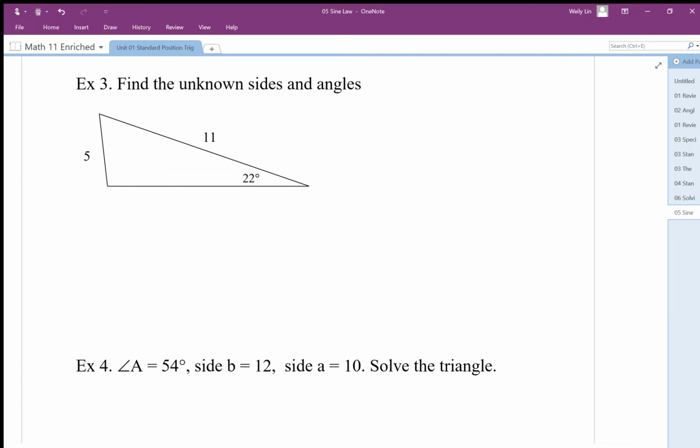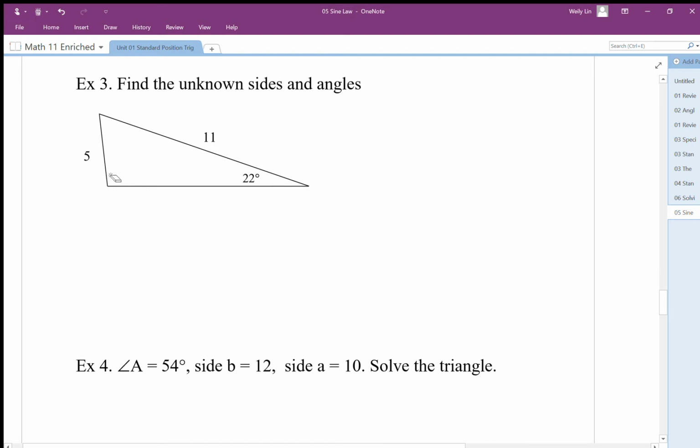So here's another issue where we have angle, side, side. I think CK12 uses side, side, angle, but really we have an angle, a side, and a side. Because we only have one angle, the shape of this triangle is not necessarily fixed.